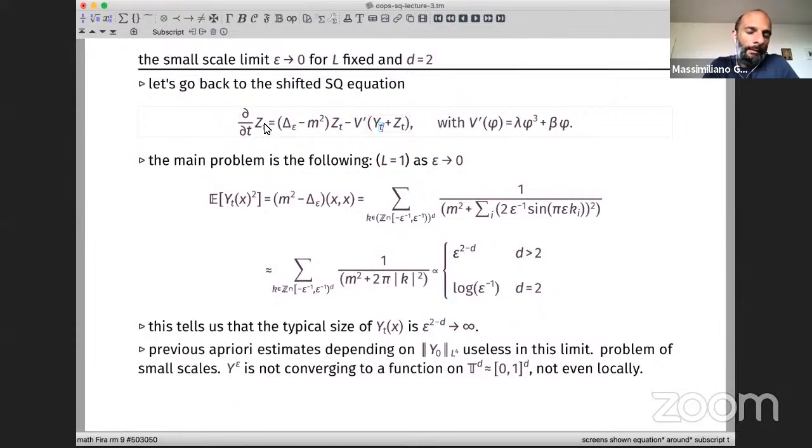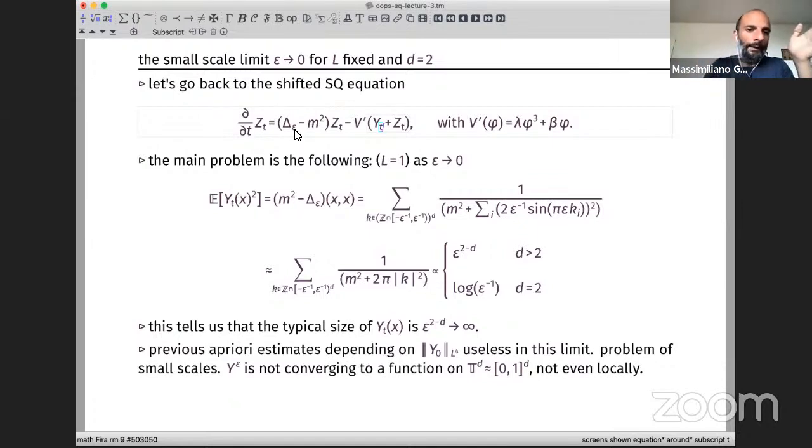Now my focus is about taking epsilon going to 0. So I'm on the lattice. I didn't write down everything, but just imagine that I'm on the lattice. This equation is just a system of ODEs on a finite lattice, but letting it become finer and finer. And there will be problems.